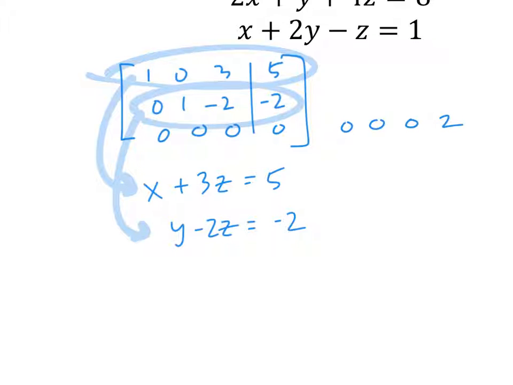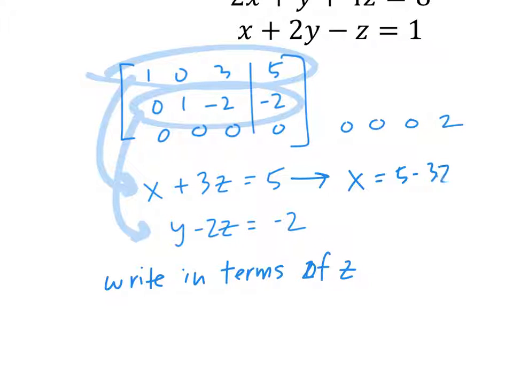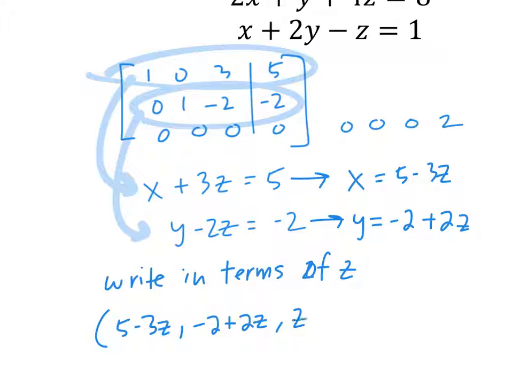Meaning, if I want to write in terms of z, then x is 5 minus 3z, y is minus 2 plus 2z, and then z is z. So this is 5 minus 3z, -2 plus 2z, and then z.